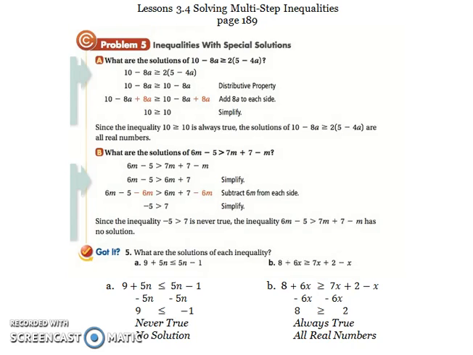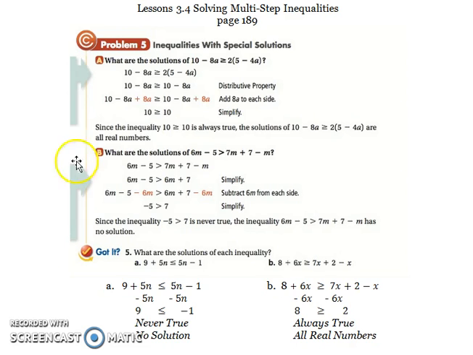This is lesson 3.4, solving multi-step inequalities on page 189. Problem 5, inequalities with special solutions. What are the solutions of 10 minus 8a greater than or equal to 2 times 5 minus 4a?